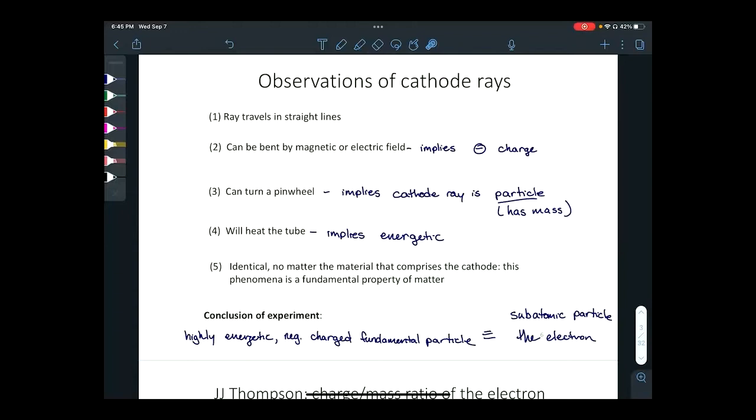So what does that imply about our mystery beam we are generating? It has mass. Would something that doesn't have mass spin the pinwheel? No. So whatever beam we're generating, it's the same beam that was over here. It does have mass, and we use the pinwheel experiment to determine that. Yeah, question?